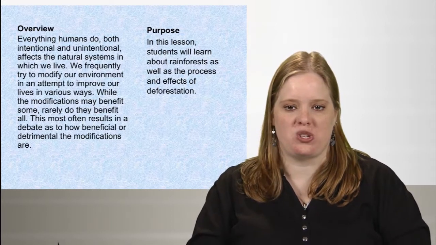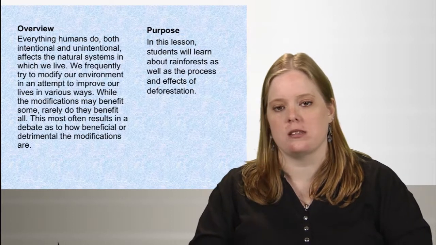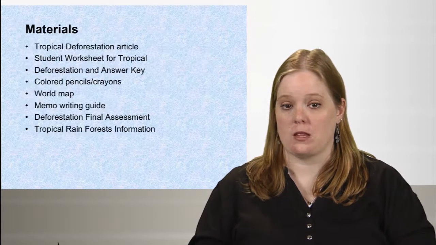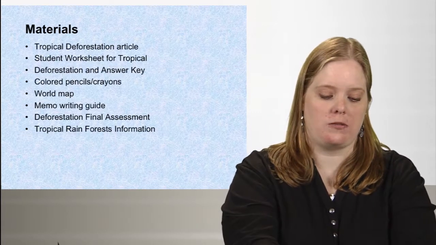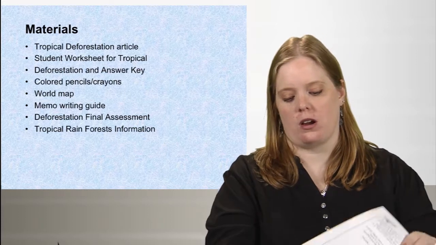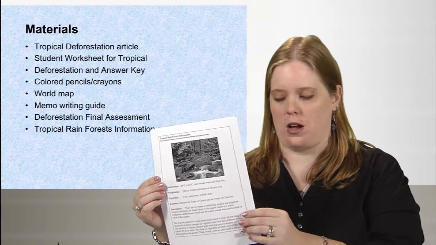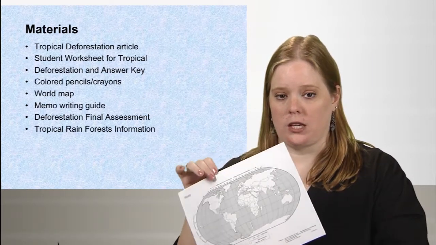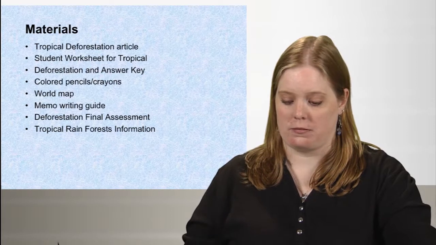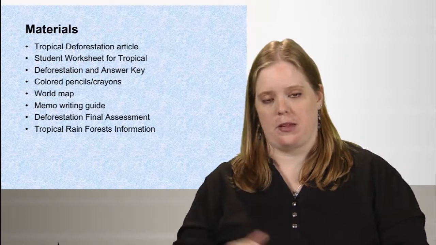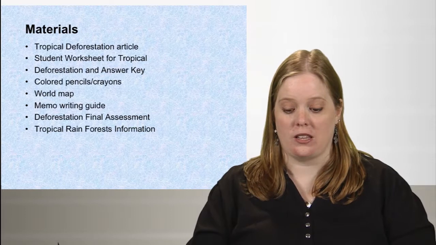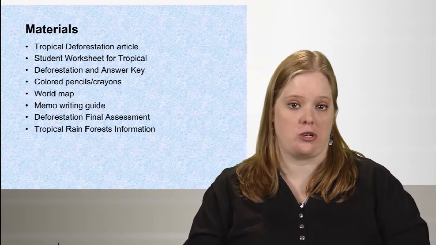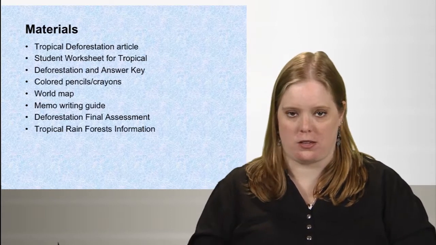Purpose of this lesson: the students will learn about rainforests as well as the process and effects of deforestation. The materials you need are the tropical deforestation article. Both articles are within the lesson plan. You're going to need a couple of maps, colored pencils or crayons, the blank world map and the rainforest map. You're also going to need the final assessments, the memo guides, and the extra information. It's all provided for you within this lesson.